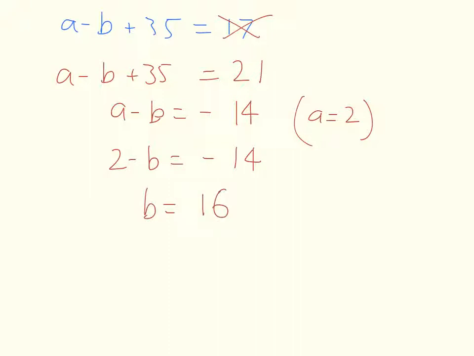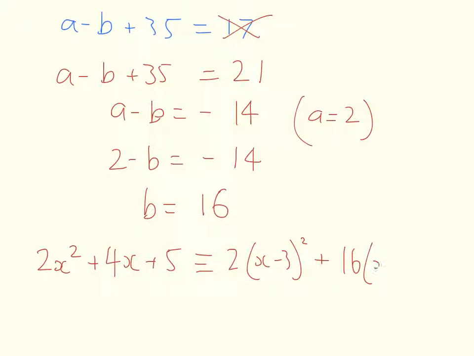Okay, so we've now found those values for a, b, and c. We should just rewrite it again. 2x squared plus 4x plus 5 is identical to, that's what that symbol means, 2 outside of x minus 3 all squared plus 16 outside of x minus 3 plus 35. Now if you did expand all this right hand side, you get exactly what is on the left, but it's just a different way of representing that.